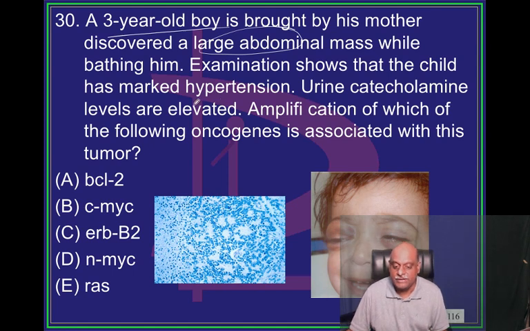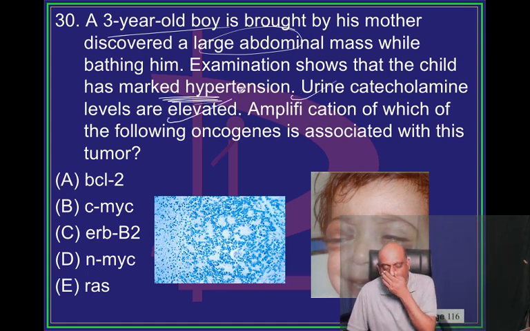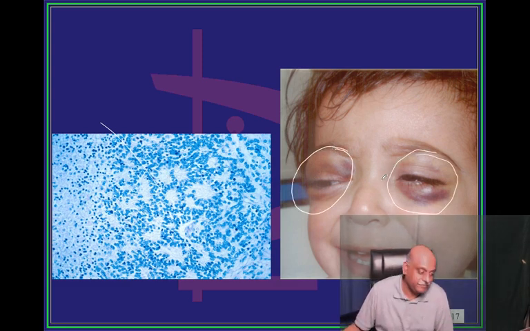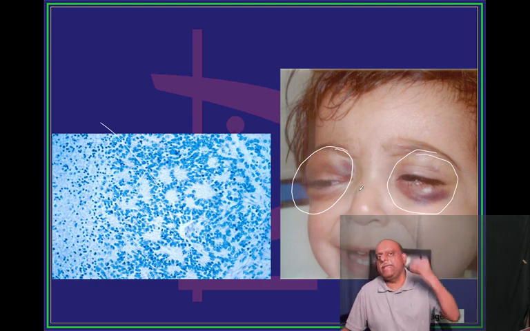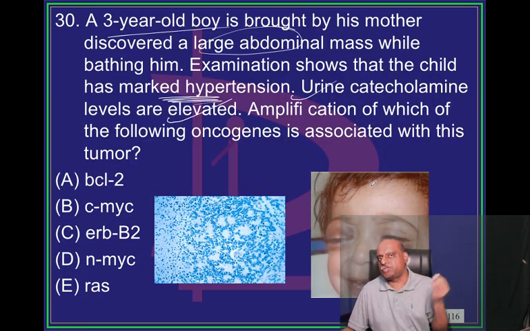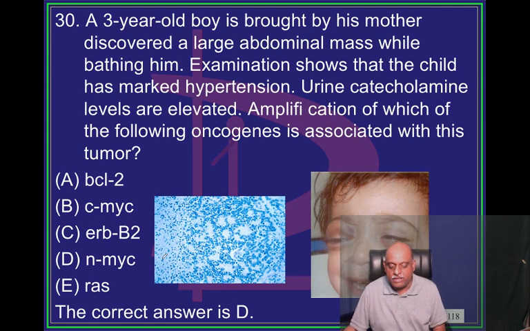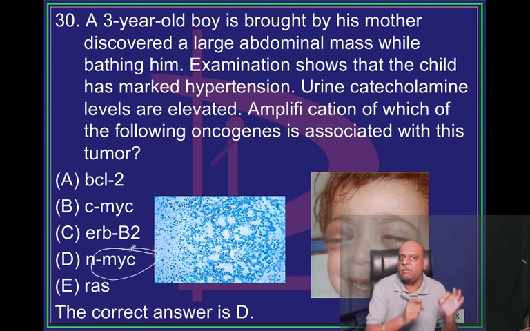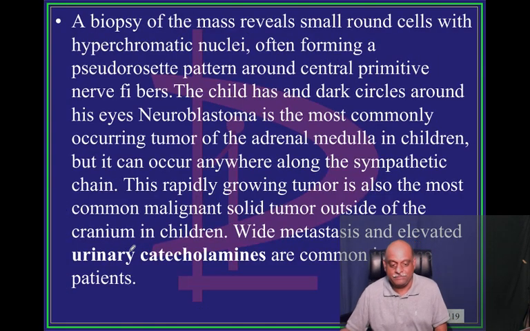Examination shows that the child has marked hypertension. The urine catecholamine levels are elevated. So, histology, what is it showing? Rosettes. Periorbital ecchymosis, which is basically a classical feature of neuroblastoma. Neuroblastoma is because of the amplification of the N-myc oncogene, is what you need to remember.